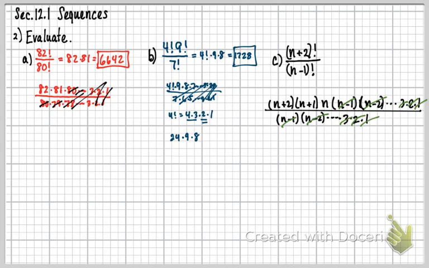So the only thing I'm going to have left here is n plus 2 times n plus 1 times n. So that's what my answer is going to be for that third one. So again, just using the idea of things canceling. And if you notice, I've done that for all three examples here. So there are my answers. So here's my answer for the third one then.